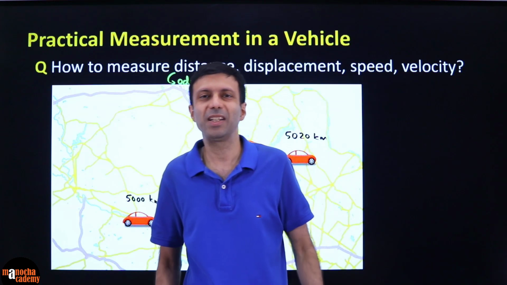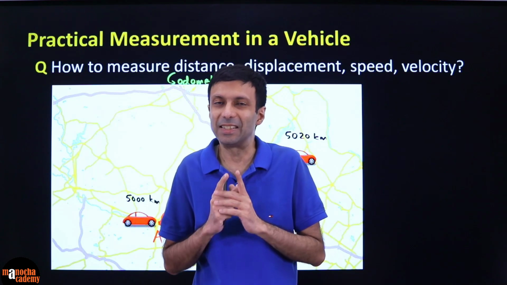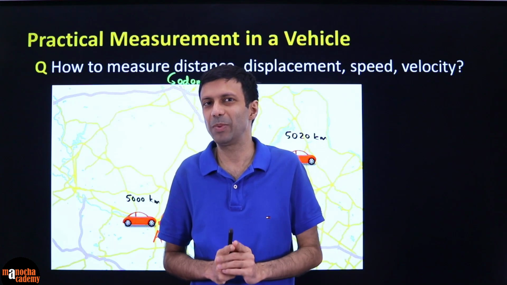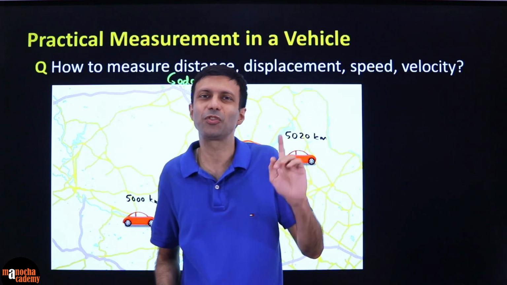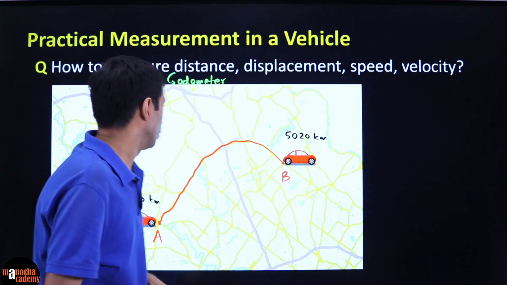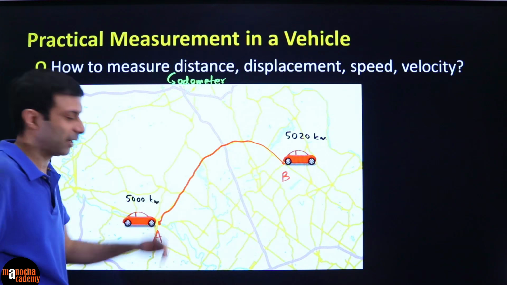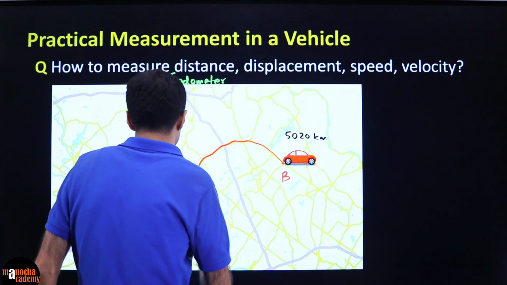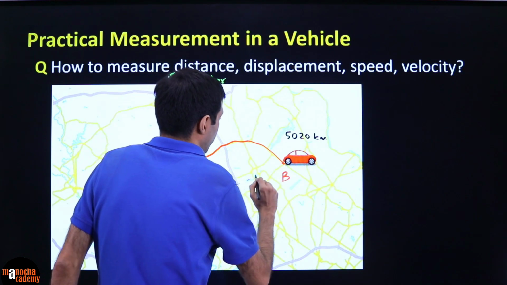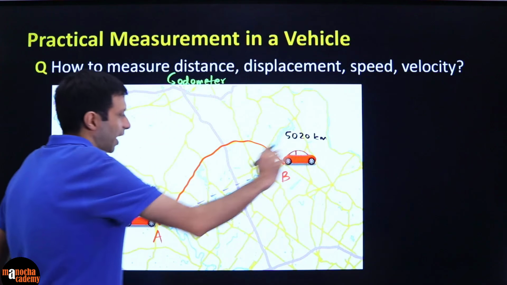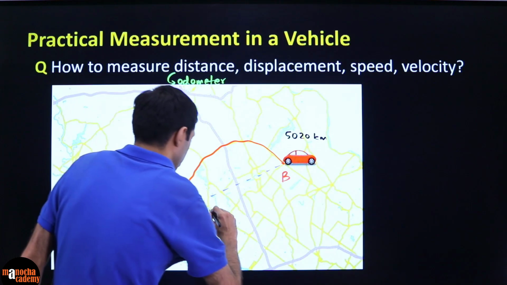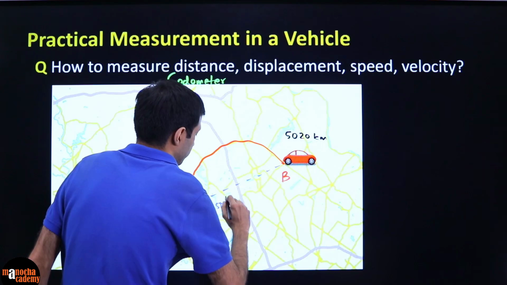For displacement, an important thing to remember is to revise the definition. What is displacement? The shortest distance from initial to final position. So the car was initially at A, now it is at B. That means we are talking about drawing a straight line from A to B and measuring this distance. So this is really the displacement.